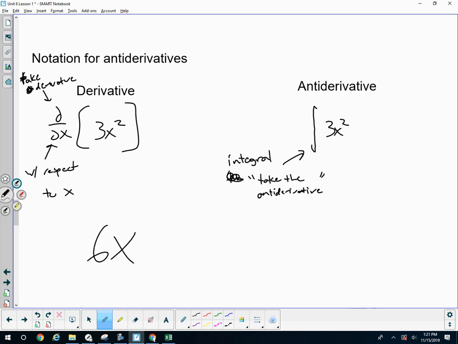But again, we need this "with respect to x," because remember we took d dt a lot last unit, to find how we are changing at a moment in time. So we will put the with respect to x outside of it. This dx stands for with respect to x.